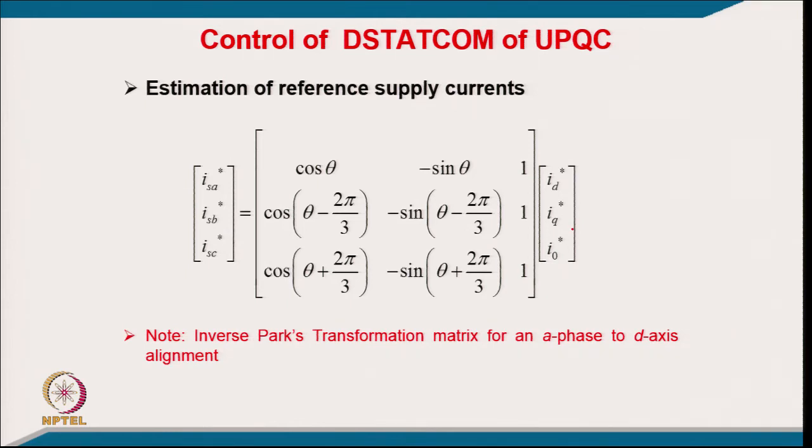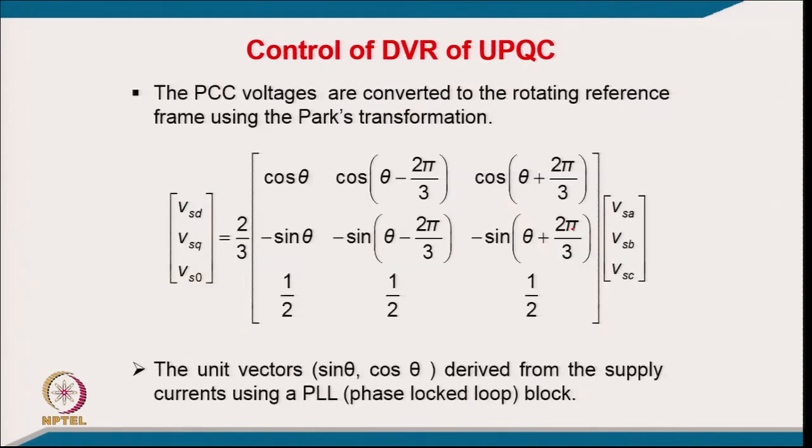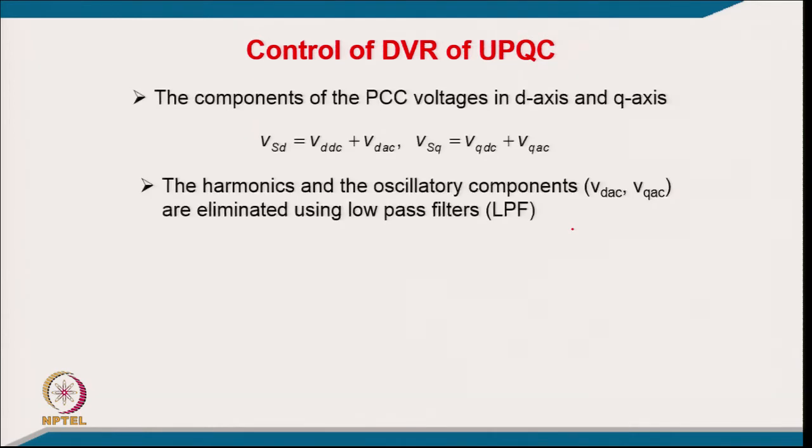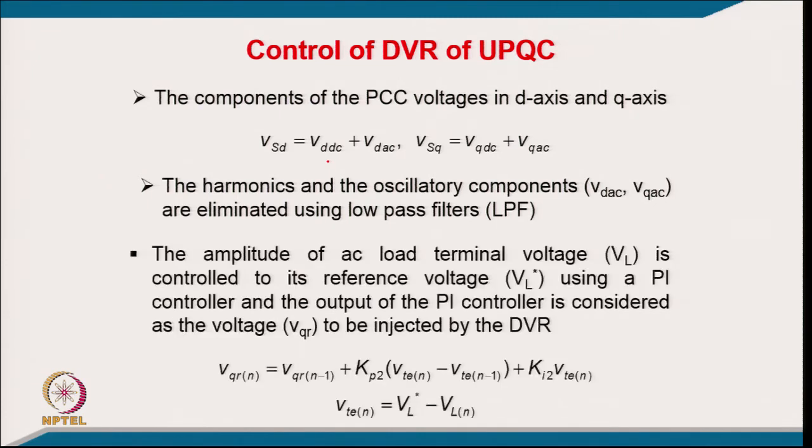Typically, by the balance theory with the inverse Park transformation. Similarly, for control of the DVR, we sense the grid voltage and convert to DQ voltage by the Park transformation, and again we have a DC component and an AC component. The DC component corresponds to the fundamental voltage, and the AC component corresponds to the negative sequence or harmonics. Harmonics and oscillating components are these AC components and are eliminated by a low pass filter.